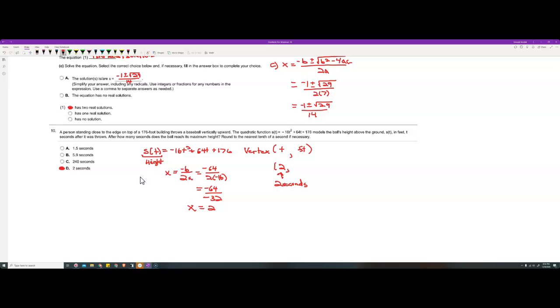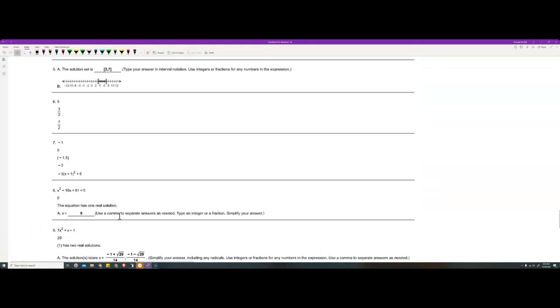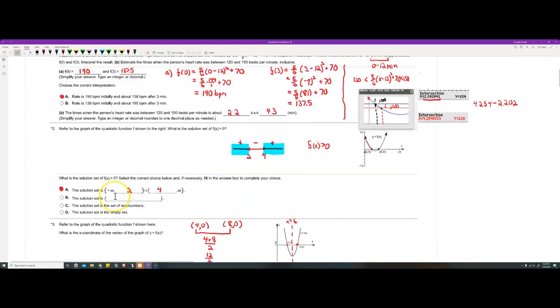And there's our solution. You're just finding the x-coordinate of the vertex. And that's it.